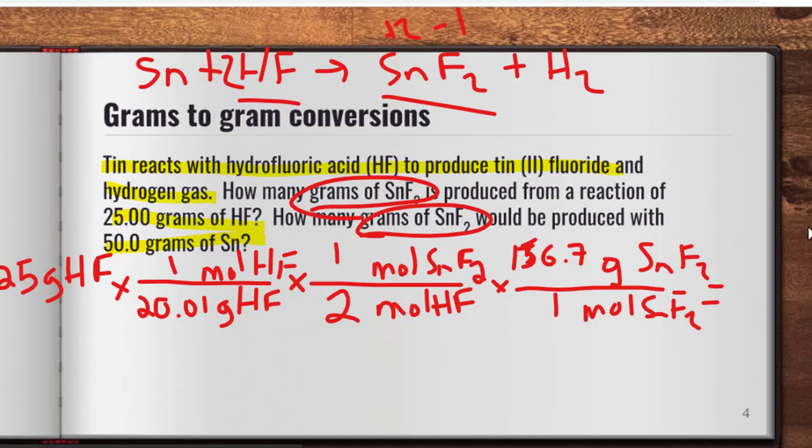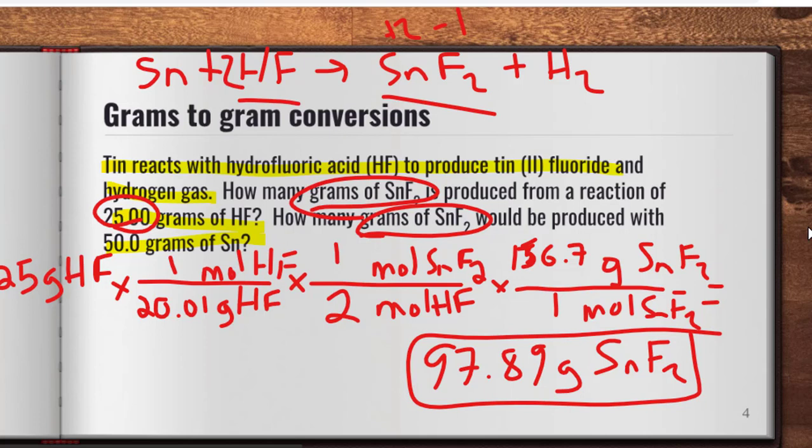So now we just need to do our math. Now if we take a look here, remember, we have 4 significant figures in what we start with, so we need to have 4 significant figures where we end. So now we just plug this into our calculator and solve. And what we get is 97.89 grams of tin 2 fluoride.